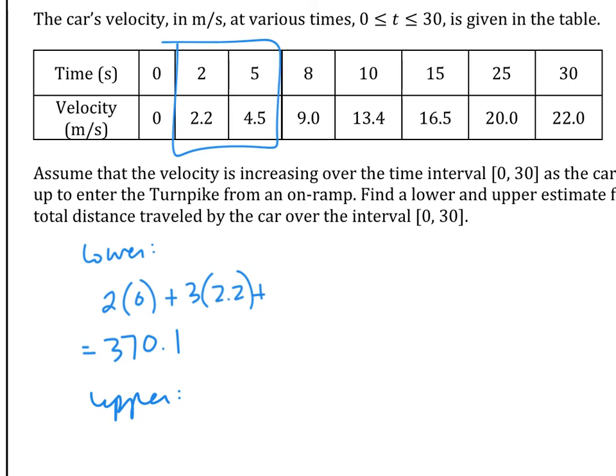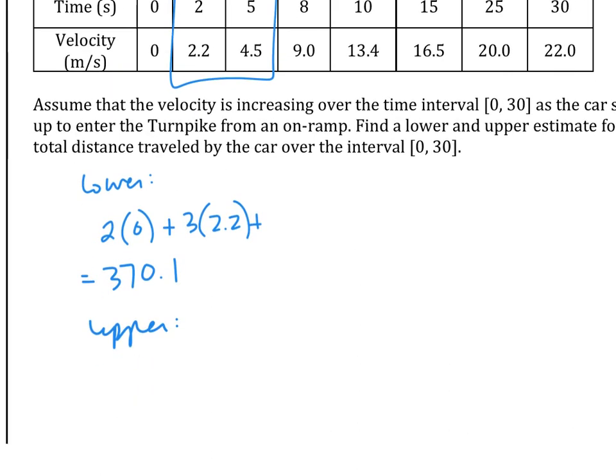Do the last one. We shouldn't add the last one for the left. It's 287.6 for the left one. Wait, why is it lower than the other one? I got that for the lower. We're doing left or right Riemann sum. The lower one is 287.6. And then the higher one should be that.